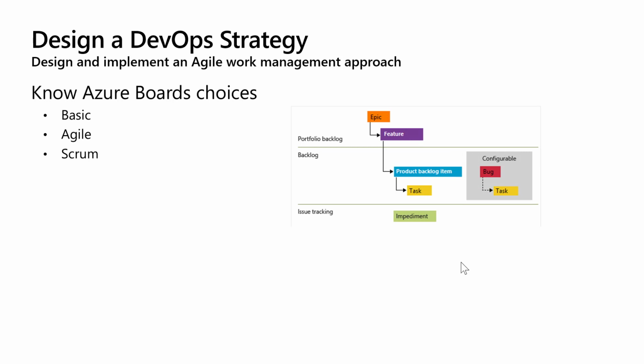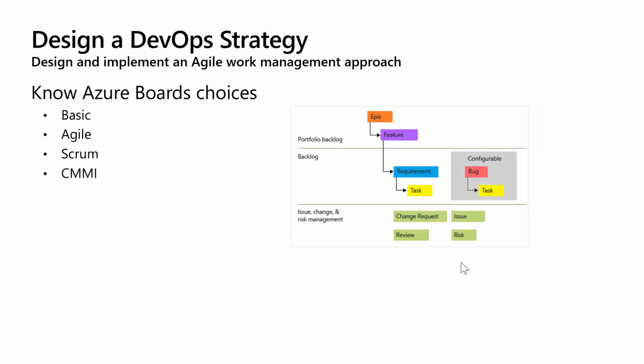Then the Scrum methodology is a lot aligned with the Agile way of working, using similar terminology, so just know that it's there. And then last, typically used for larger organizations with a more complex structure, they are also going to integrate the issue, change, and risk management. That's a methodology that we describe as Capability Maturity Model Integration, or CMMI. So for the exam, it could be important to know the difference between Basic, Agile, Scrum, and CMMI.